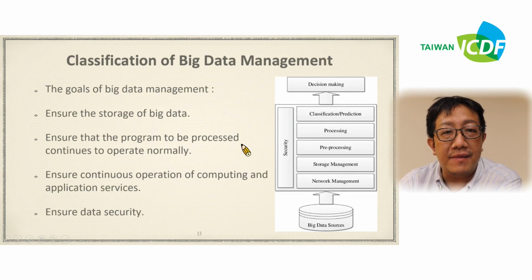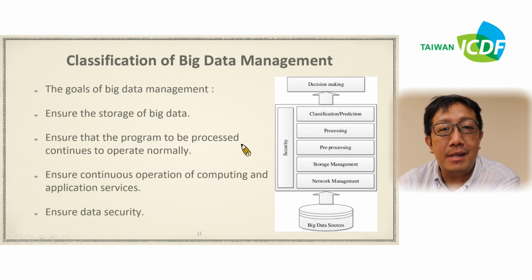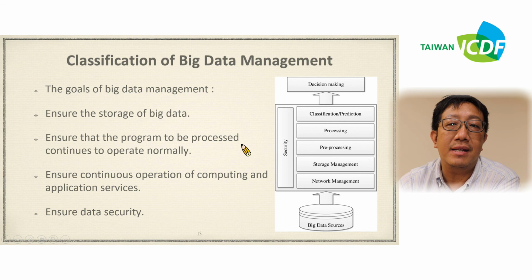Now we can see the classification of big data management. The goals of big data management are about the 4 ones: ensure the storage of the big data, ensure the programs being processed continue to operate normally, and ensure the continuous operation of computing and application services. And of course, ensure the data security.